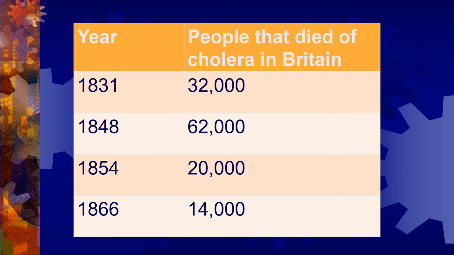The reason for this is they didn't know what was causing cholera. There was no way to stop it happening because no one had identified what was actually causing it. That meant that when people got cholera, they could catch it very quickly and die very quickly as well.